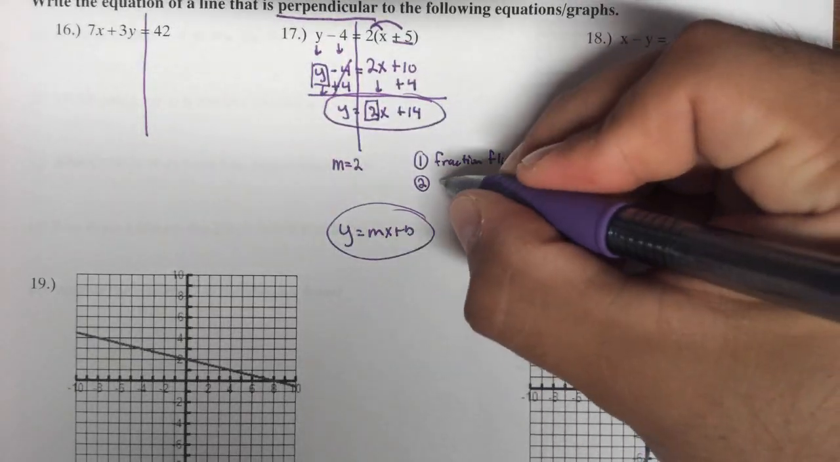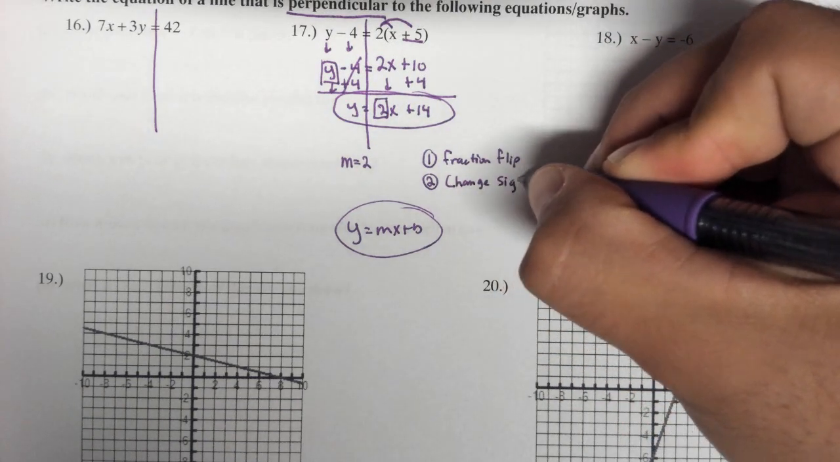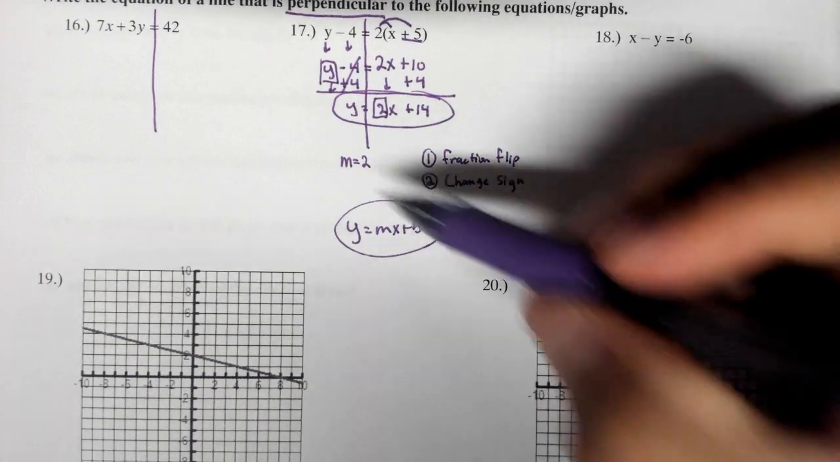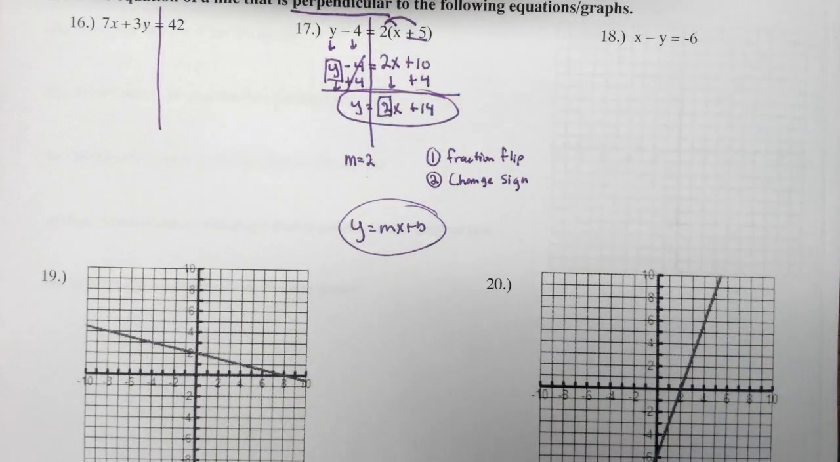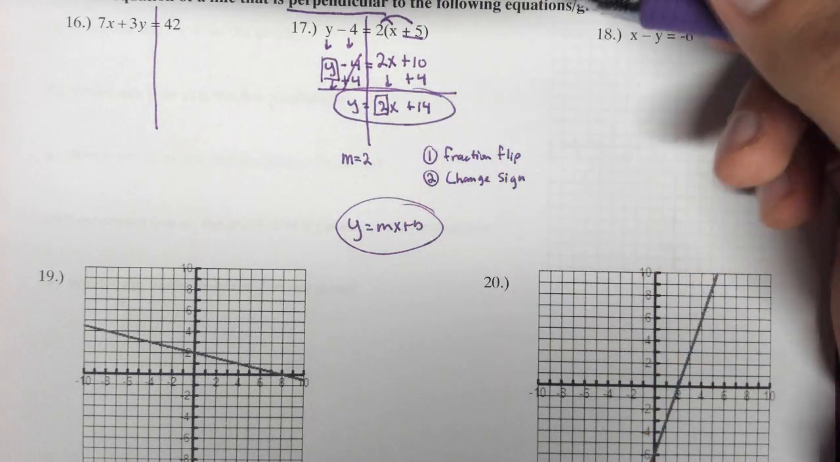My fraction has to flip. Second, I have to also change my sign. So you want to think about it, in order for this to be perpendicular, you have to change everything you can about that 2. One thing that we can change is the sign. The other thing that we can change is how it looks as a fraction. Right, so we would have to do both of these things to that 2 in order to start coming up with our own equation.